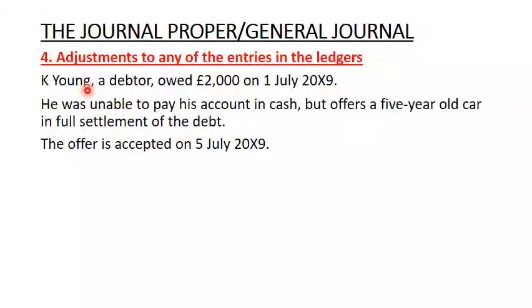So this motor vehicle we're getting, since we have gotten it, it has to cancel with one of the entries. In short, our books of accounts have to show that Young paid, and also our books of accounts have to show that we now have a vehicle. Okay, so this can be handled by the journal proper. So what is happening here? We're just adjusting an existing transaction in our books of accounts.